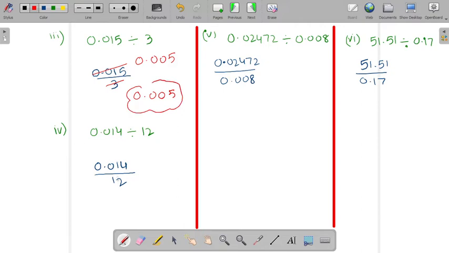Now come to the fourth one. In fourth part, again in the denominator there is no decimal number. So you can cancel the terms directly also. So it goes with the 2 and 0.007. Then what should be next step? You have to do the proper division.